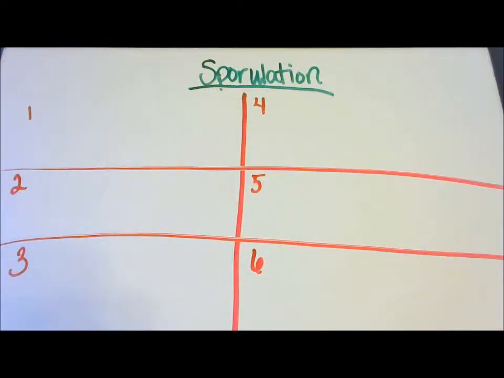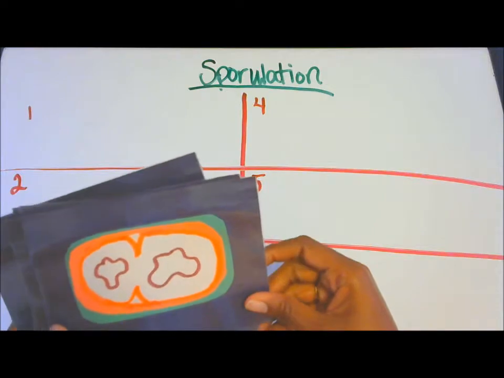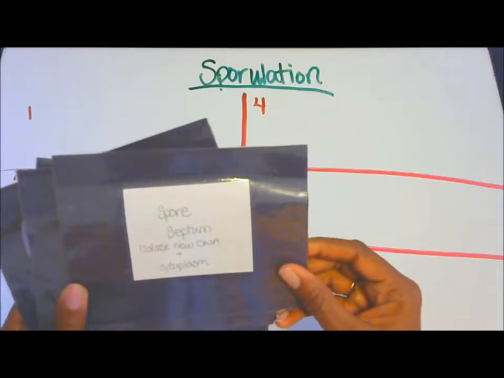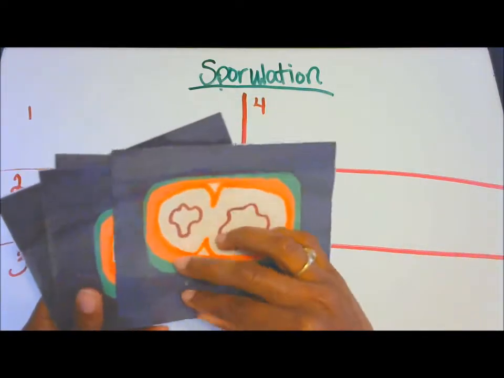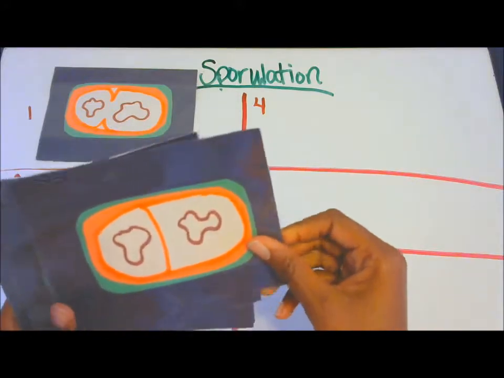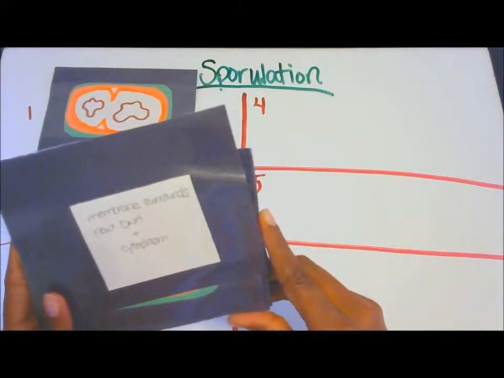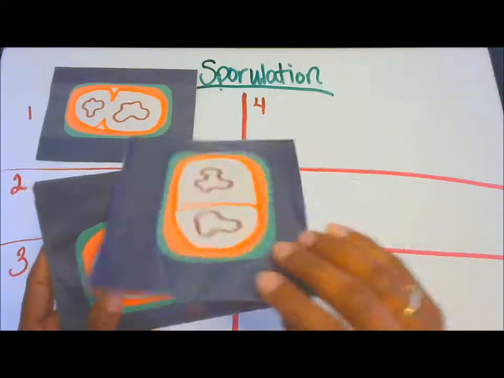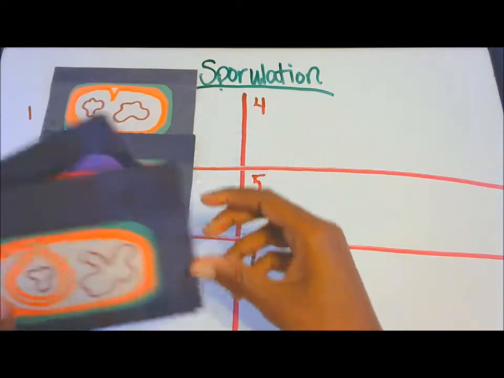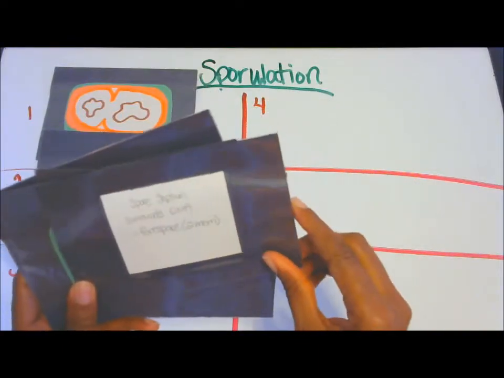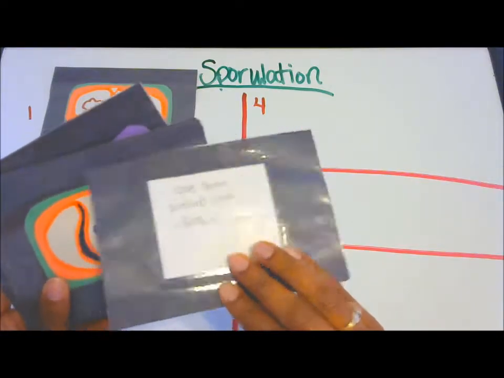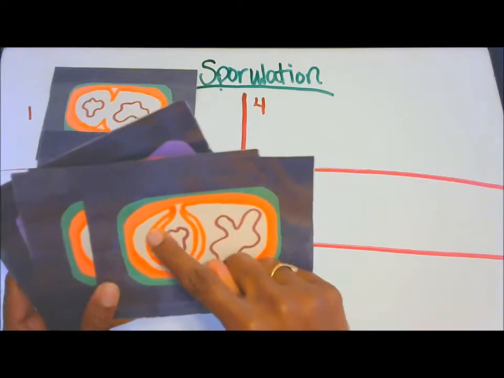Sporulation is the formation of spores. So step 1 in sporulation, we have the spore septum. It isolates the new DNA and cytoplasm. 2, the membrane surrounds the new DNA and the cytoplasm. 3, the spore septum surrounds the DNA. This equals a forespore. So this is the forespore.